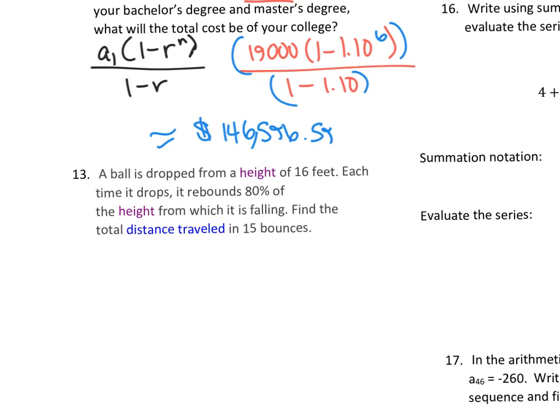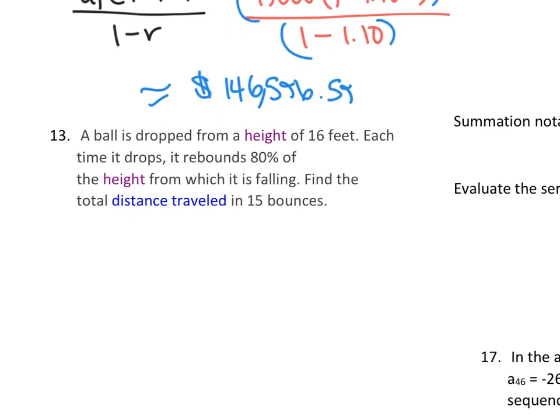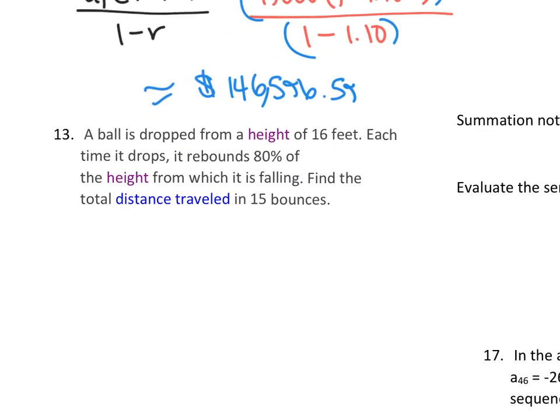Okay, number 13, a ball is dropped from a height of 16 feet. Each time it drops, it rebounds to 80% of the height from which it's falling. Find the total distance traveled. So again, and it's 15 bounces.